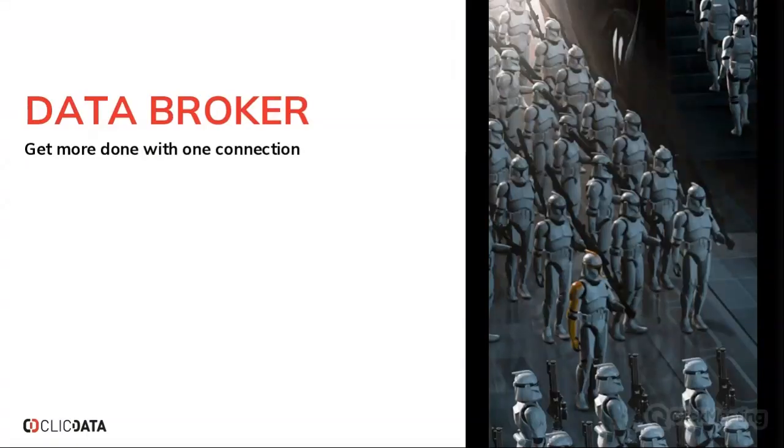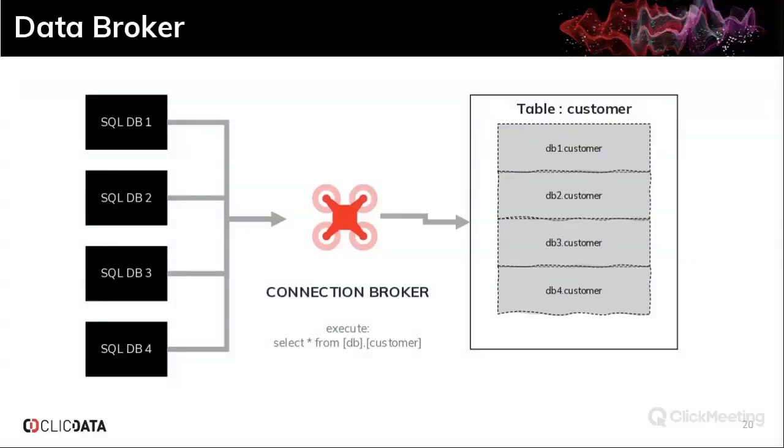Thanks, Nancy. So the next one we're talking about is a connection broker. The connection broker on ClicData is really useful if, just to illustrate, let's say you have multiple databases and you need to execute a query, select star from customer, on these multiple databases. One approach is you set up connections to each of these databases and one by one start executing the query and create 4 tables on ClicData. But the connection broker helps you to automate this entire process.